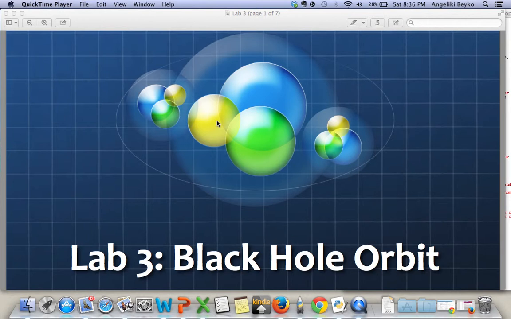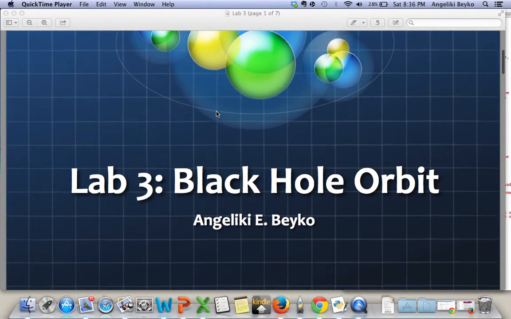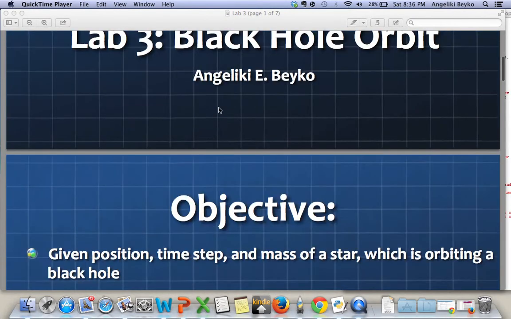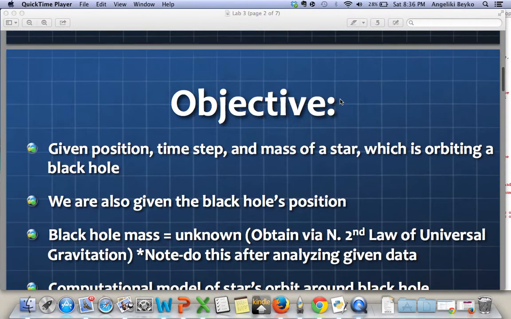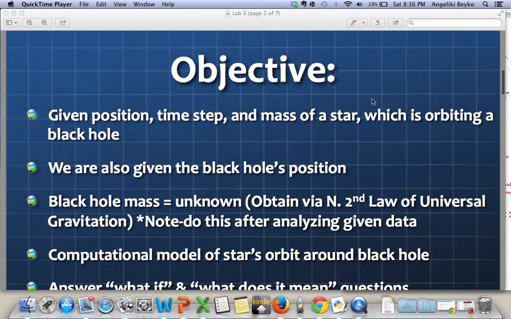Hello, so today we'll be talking about Lab 3, black hole orbit. The lab objectives are that we are given the position, time step, and mass of a star which is orbiting a black hole. We're also given the black hole's position. The black hole mass is unknown, and we're going to obtain it via Newton's law of universal gravitation.